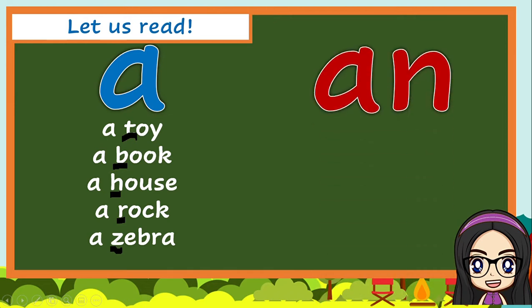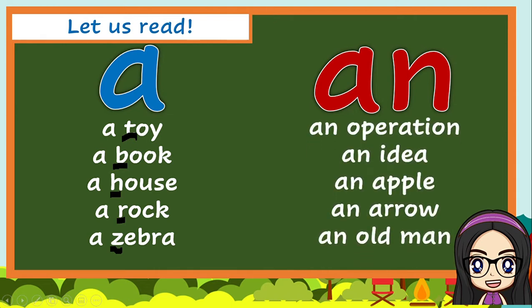Now, for an, like earlier, we said that we use an if the beginning of the word is a vowel. So, for example, an operation. Say it with me. An idea. An apple, an arrow, an old man. Okay? So we use an if the first letter of the word is a vowel. So what are vowels? Vowels are A, E, I, O, and U. Okay? I hope that makes sense.